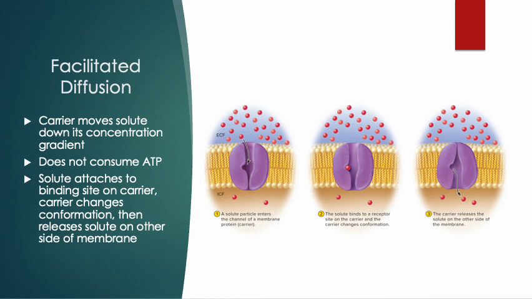Then the solute will move out into the cell, into the intracellular fluid. So this is how facilitated diffusion happens with carriers. And again, because it is diffusion, it's high concentration to low concentration, no energy because we're going down the gradient.